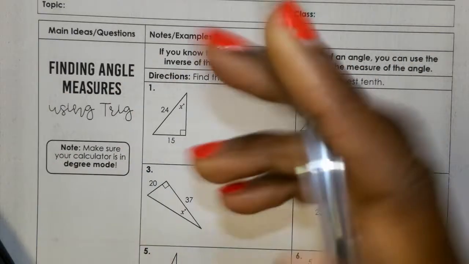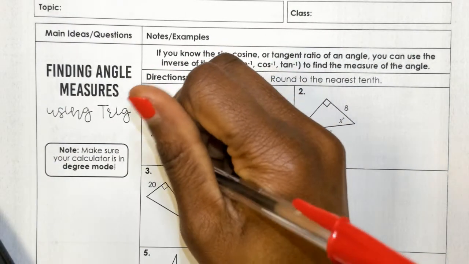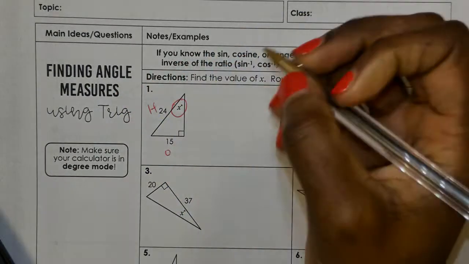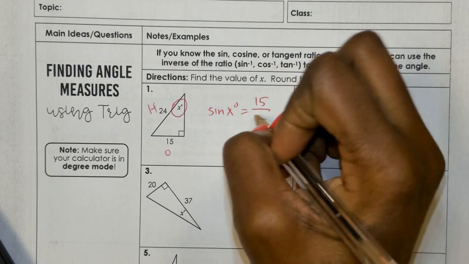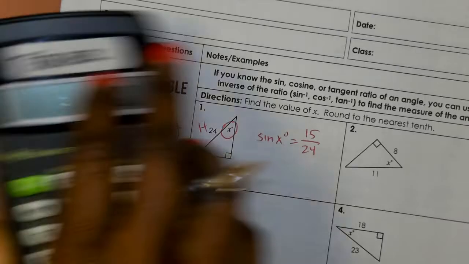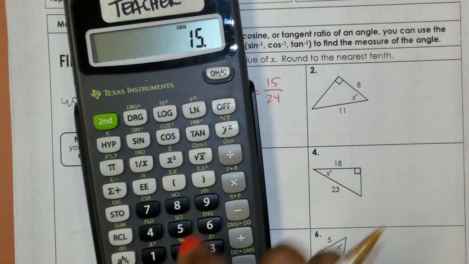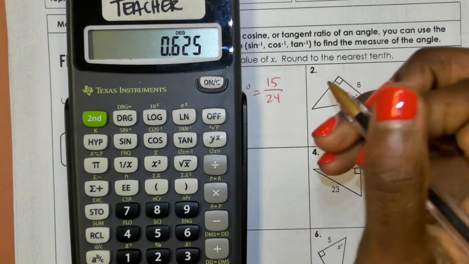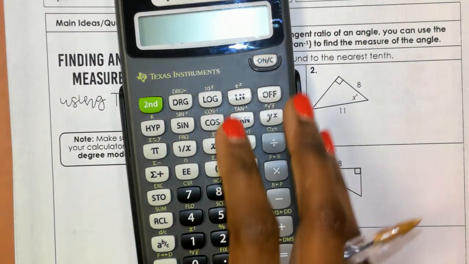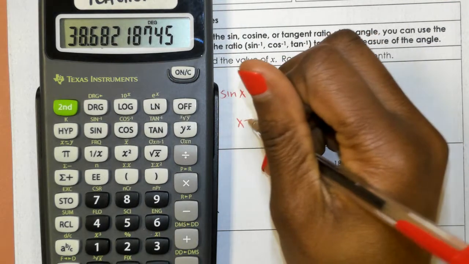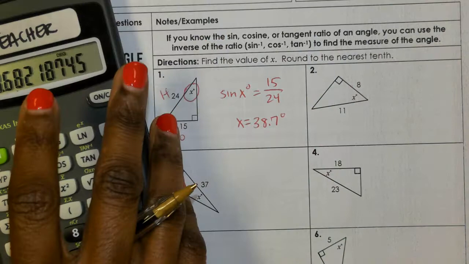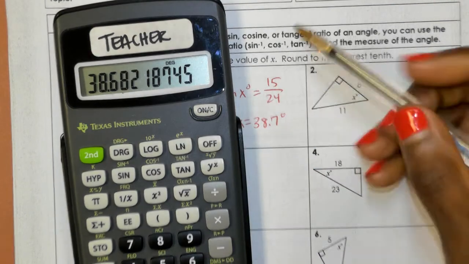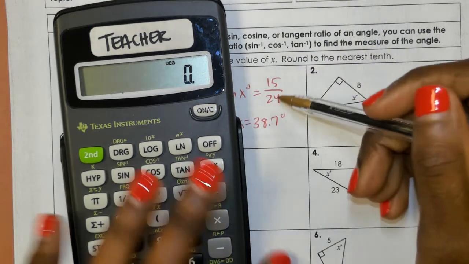So setting this up, same way. This is opposite and hypotenuse. So sine x, because that's my angle, equals opposite over hypotenuse. So I would do 15 divided by 24 equals, and then I want to hit second sine. Okay, so sorry, I went through that quickly. So 15 divided by 24, that's going to give me a number.